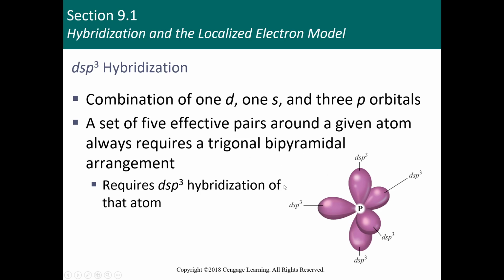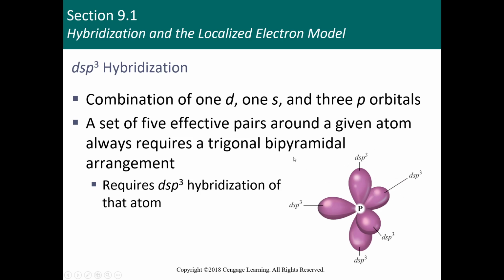Now, that means that this is going to have a single d orbital. There are 5 of these d orbitals. There is a single d orbital that's being used in this that's mixing with a single s, and then 3 p orbitals. Okay? 3 of the p orbitals. There are only 3 in that period.